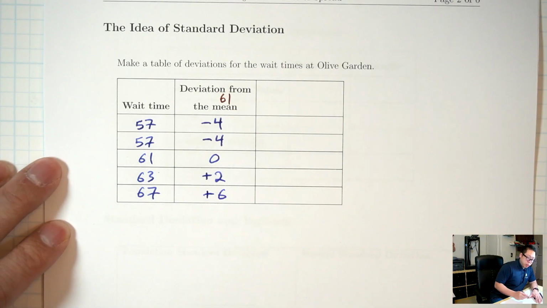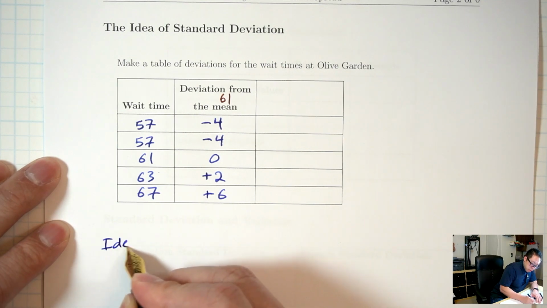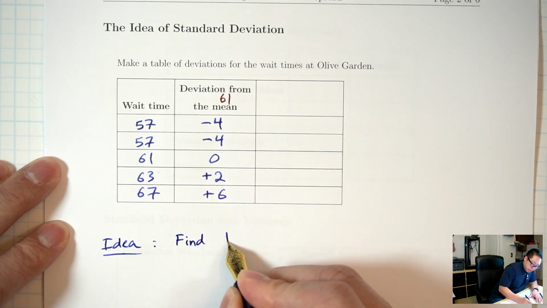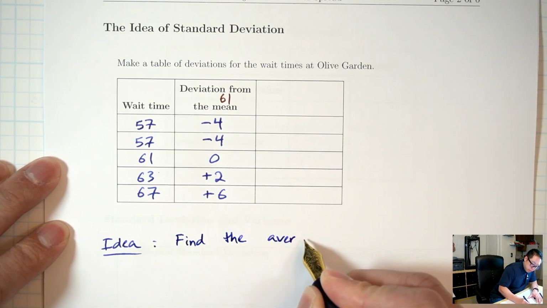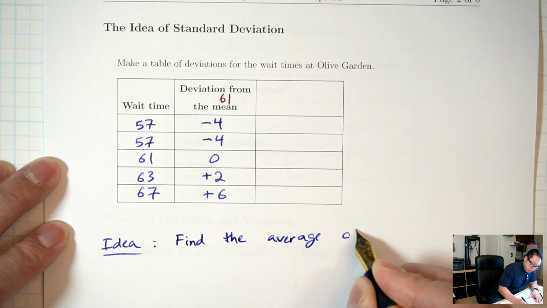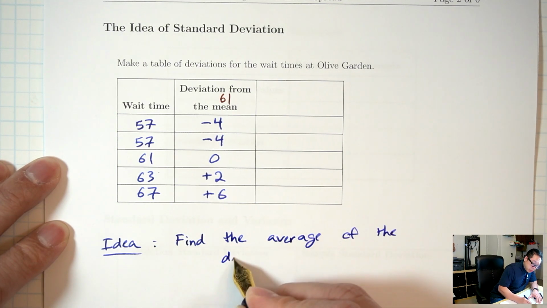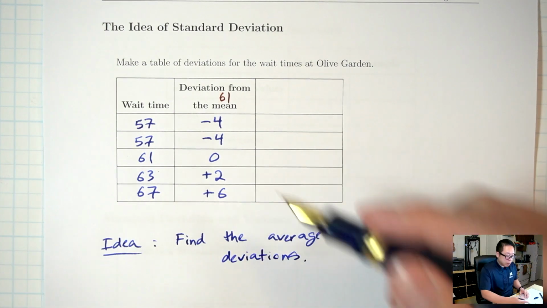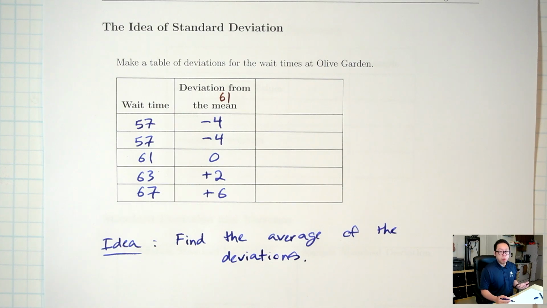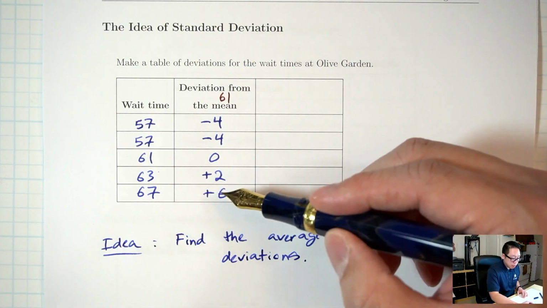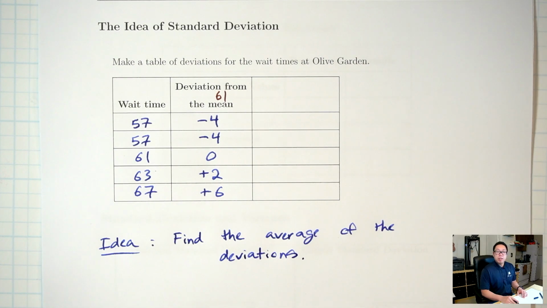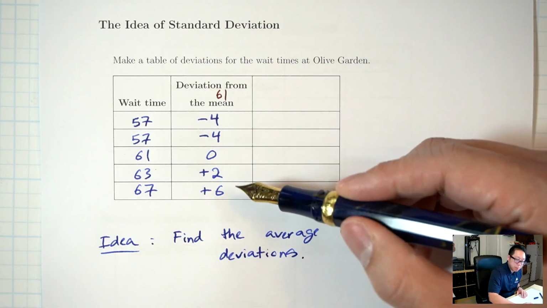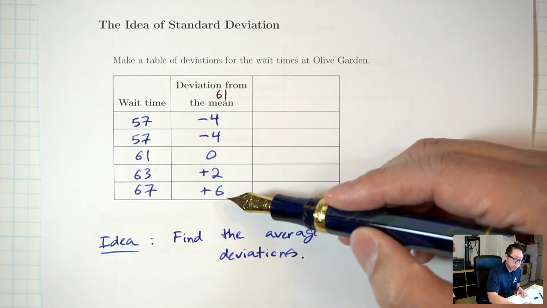Now, the idea behind standard deviation is, what I want to do is find the average of the deviations. So I would like to find the average of these deviations, which means to do what? Add them up and then divide by 1, 2, 3, 4, 5. But what's the problem here? What do you get when you add these up? What do you always get when you add up the deviations from the mean?